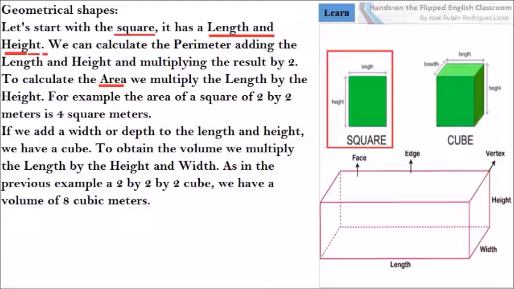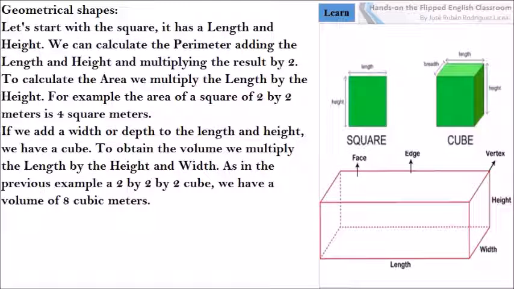If we add a width or depth to the length and height, we have a cube. To obtain the volume we multiply the length by the height and width. As in the previous example, a 2 by 2 by 2 cube, we have a volume of 8 cubic meters.